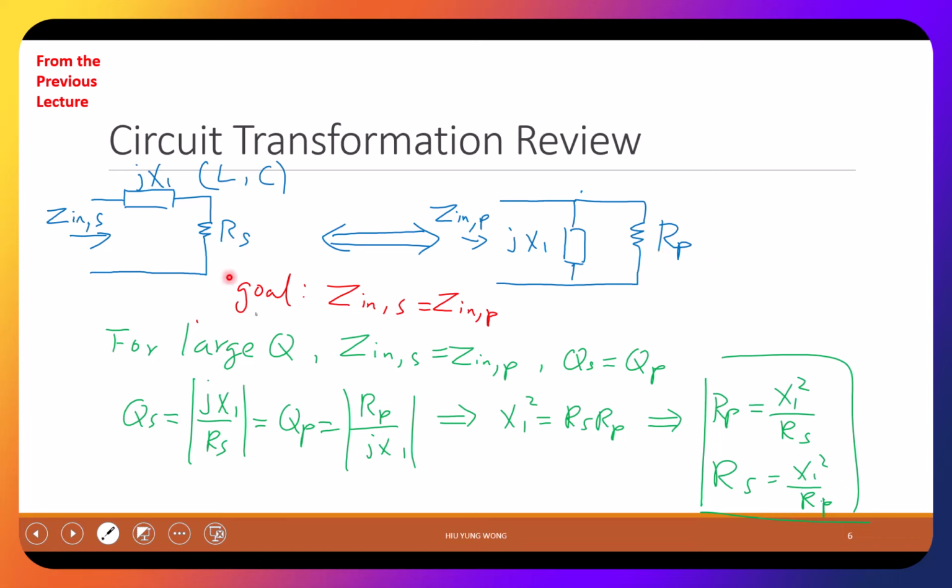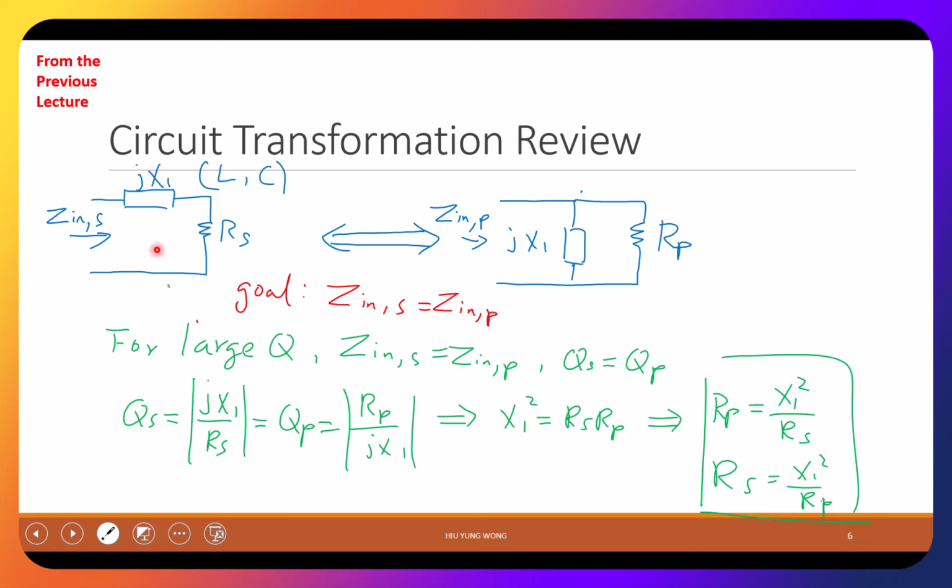Okay? And what is their relationship? We went through some reasoning, but the main point is that Rp is equal to X1 squared divided by Rs. Rs is equal to X1 squared divided by Rp. So this is just a transformation.